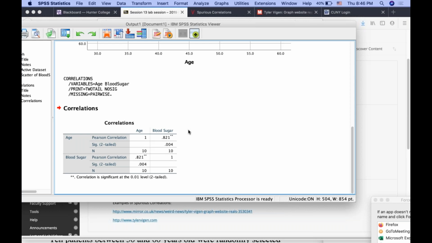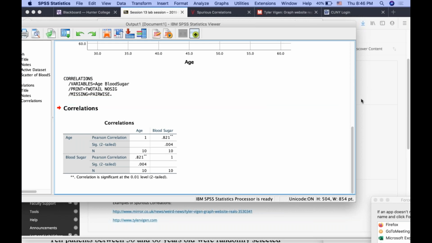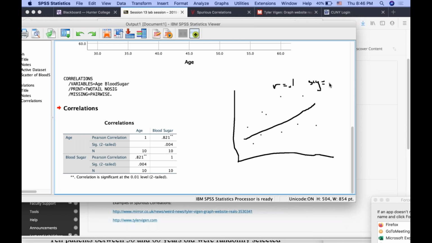So if I told you that I had this plot, remember this particular plot here, I'll draw it again. Okay, maybe this line looks like that or something like that. And maybe R comes out to 0.1. And significance comes out to 0.01.